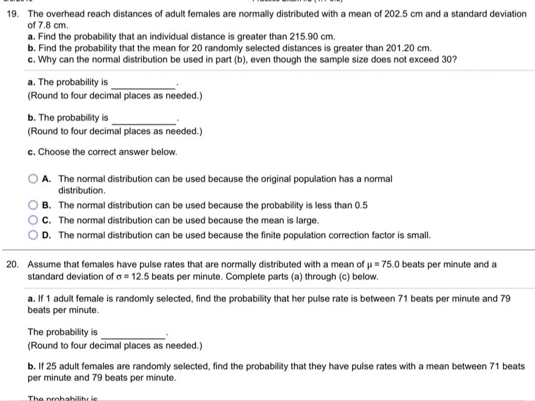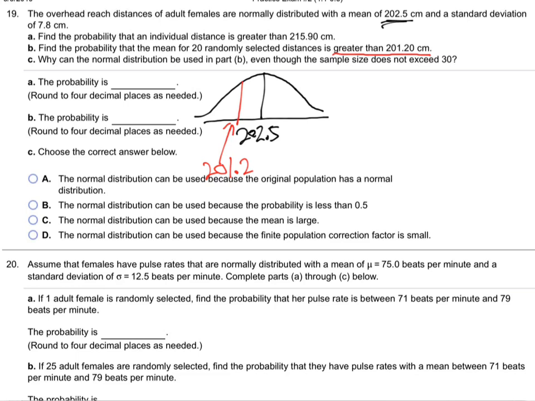Let's do that. I'll draw a little curve here again. And the middle, what was it? The mean is 202.5. Part B says greater than 201.2. So 201.20 would be over here a little bit, huh? So greater. We're expecting an answer. You tell me, are we expecting an answer more or less than half? More, because that's more than half shaded, huh?